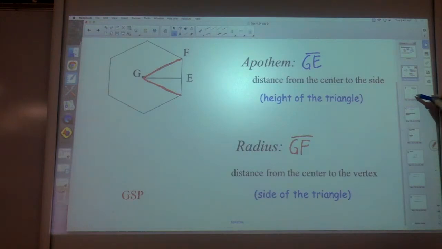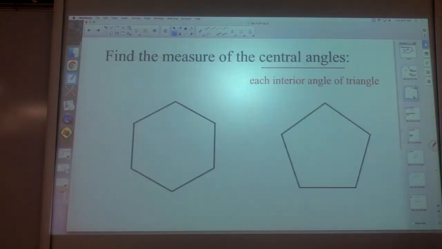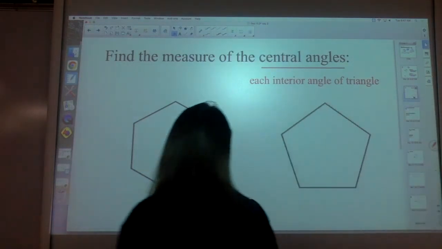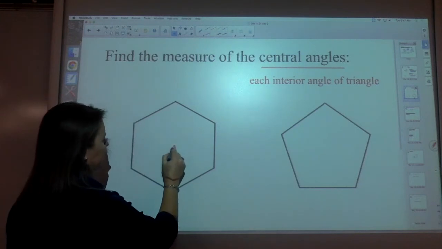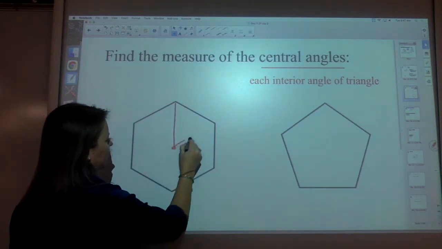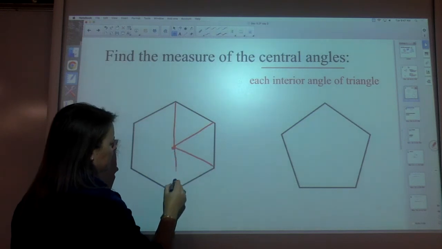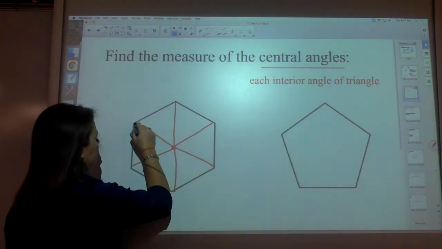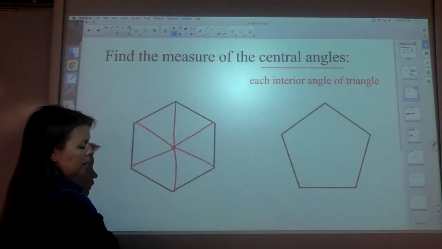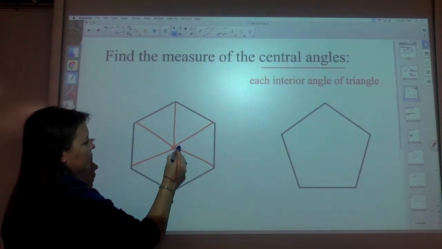How is that going to help us? It is going to help us tremendously once we figure out how to find the measure of a central angle. What is a central angle? I have it underlined. Each interior angle of the triangle. So what is the central angle? You're going to say, all right, if I had a center, and in this case I would have 2, 3, 4, 5, 6 sides, which means 6 triangles. How big is this central angle right here?